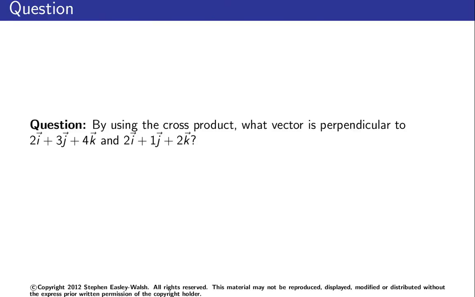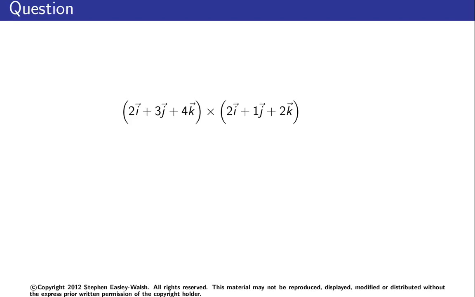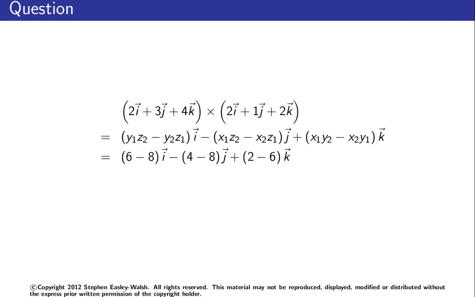Let's have a look at an example. By using the cross product, what vector is perpendicular to 2i plus 3j plus 4k and 2i plus 1j plus 2k? So I need to cross these together. It's just a matter of using the formula. So it's 3 times 2, which is 6, minus, now that should be, I think I made a slip here. That should be a 4 actually. 6 minus 4, I think.